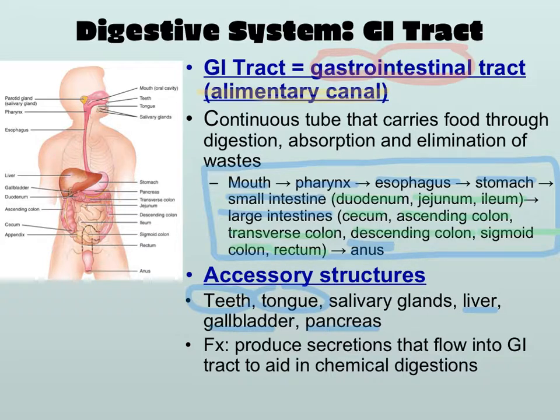So again, the difference between an accessory structure and an organ of the digestive system is that with the accessory structure, the food doesn't pass directly through it. And I know that's a little bit deceiving when we think of our teeth and our tongue because they're in our oral cavity, but the food does not actually pass through the lumen of a tooth or the lumen of a tongue.